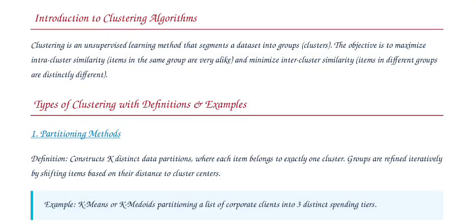Introduction to clustering algorithms. Clustering is an unsupervised learning method that segments a dataset into groups, clusters. The objective is to maximize the intra-cluster similarity, that means the items in the same group are very alike, and minimize the inter-cluster similarity. Items in different groups are distinctly different. Types of clustering.